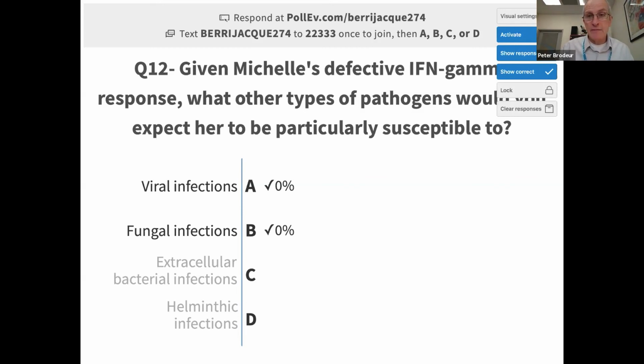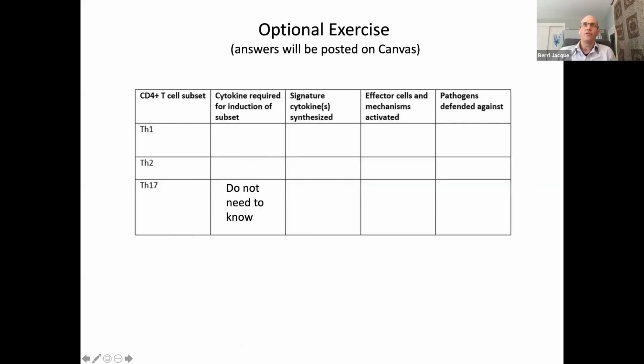And do we have a, just an optional exercise if students are interested. Okay. To complete a table that compares and contrasts the different T cell subsets. Right. Okay, and we will post the filled out table on Canvas.